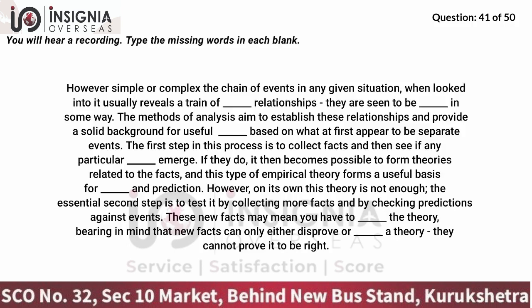However, on its own, this theory is not enough. The essential second step is to test it by collecting more facts and by checking predictions against events. These new facts may mean you have to modify the theory, bearing in mind that new facts can only either disprove or support a theory. They cannot prove it to be right.